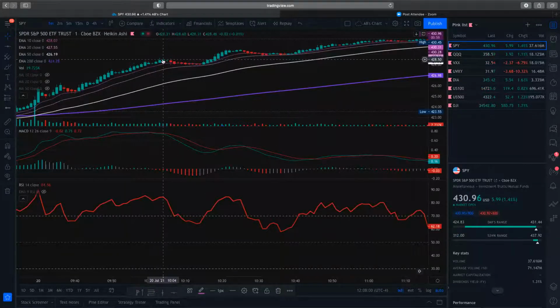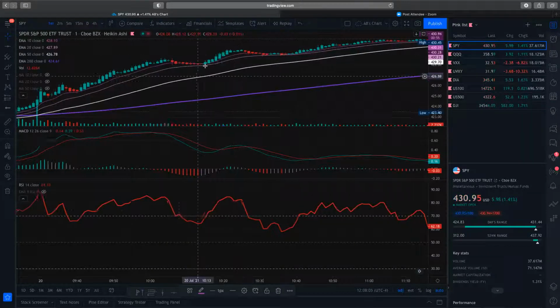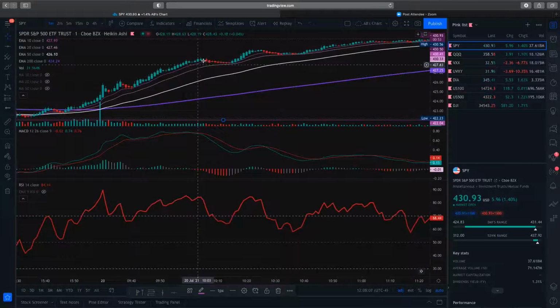If you're a little on the riskier side, you might say, hey, we bounced off the 20. I'm still riding this thing out. Some people will say, hey, I see a red candle, I'm out of here.